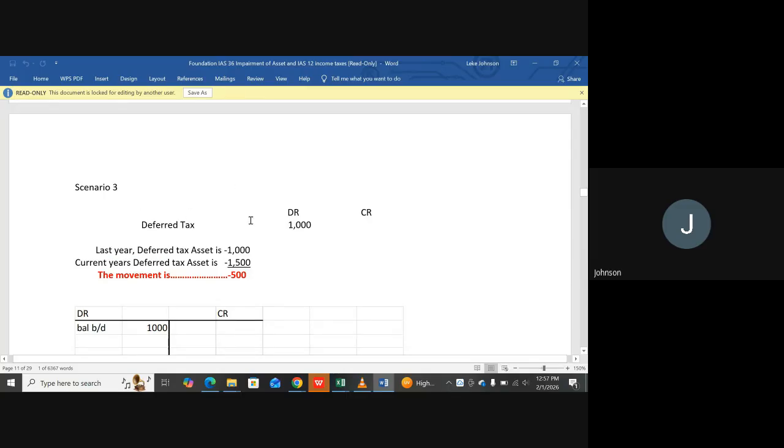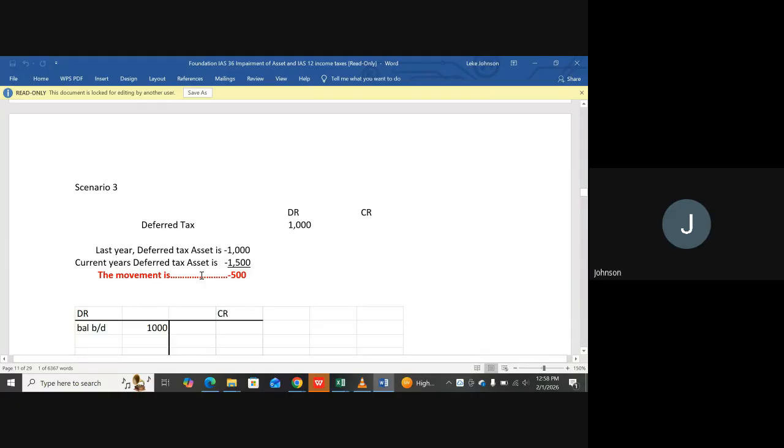When you see your asset is on the debit side, it's a deferred tax asset. So what do you do? Since you have a deferred tax asset, you go to your T format. Here we have a deferred tax asset, and here we also have another deferred tax asset for the year.